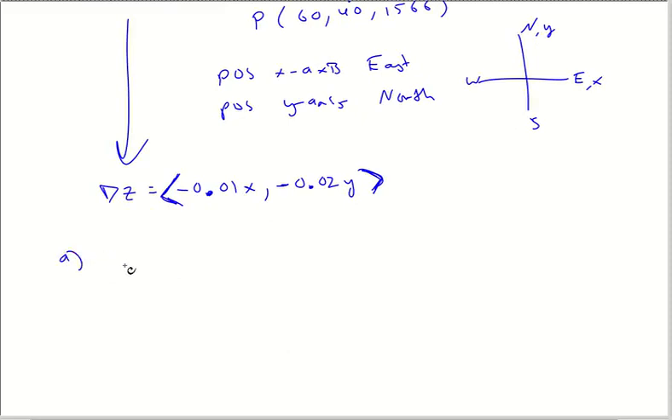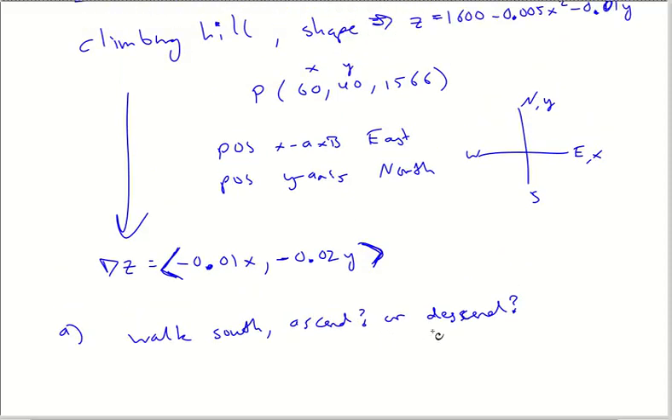Part A, it says, you want to walk south. Are you eventually going to ascend, or are you going to descend? Now, what are we talking about? How are we going to find this? Let's kind of do a concept.